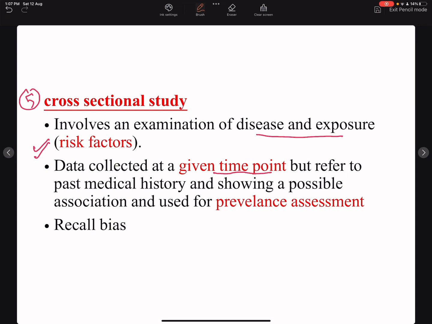If we are concerned with the past medical history, in this case, we are at risk of having recall bias. So the recall bias is one of the important problems associated with cross-sectional study. So one of the limitations of the cross-sectional study is the recall bias. This type of study, cross-sectional studies, is mainly for prevalence assessment. We are here considering prevalence assessment. And the data is collected, as we say, at a given point in time.